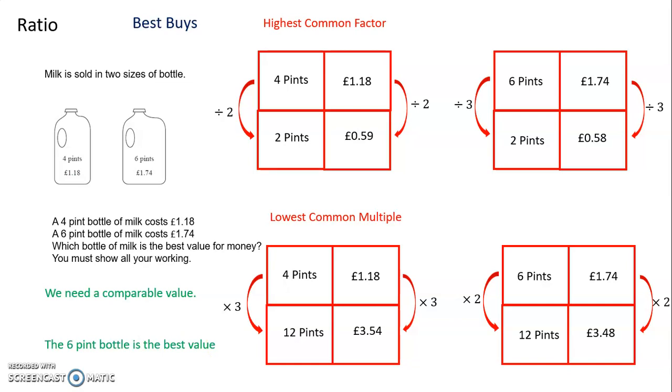Right, one more example then, also about milk. This time milk is sold in 3 sizes of bottle: a 2-pint bottle which costs £1.18, a 3-pint bottle which costs £1.85, and a 5-pint bottle of milk which costs £3. And we're again asked to find the one which is the best value.